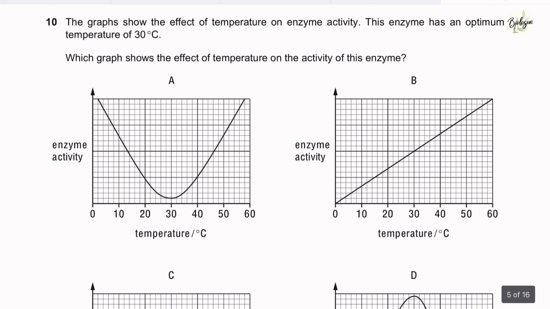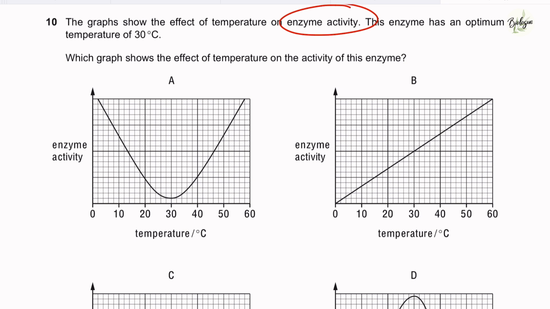Moving on, question 10 is a graph question. The graphs show the effect of temperature on enzyme activity. This is a very, very common question, so make sure you're paying attention to this. Enzyme activity is something that always comes up regardless of what paper you're doing. Every single year, there is always a question on enzyme activity. So this is the topic you should keep your eye out for.